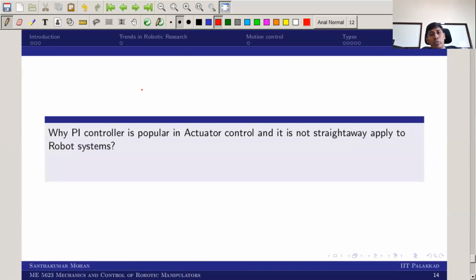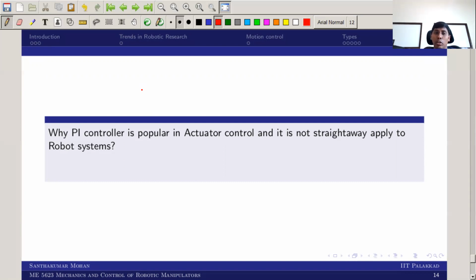Probably most of you are mechanical, but some of you might be electrical or electronics. You would have seen that whenever you talk about motor control, the immediate thought that comes is that you have to refer to a PI control. So why is it popular there? Because the actuator is mostly defined as a first order system.